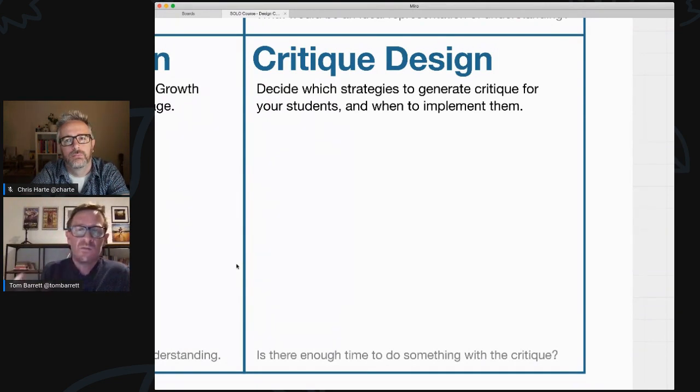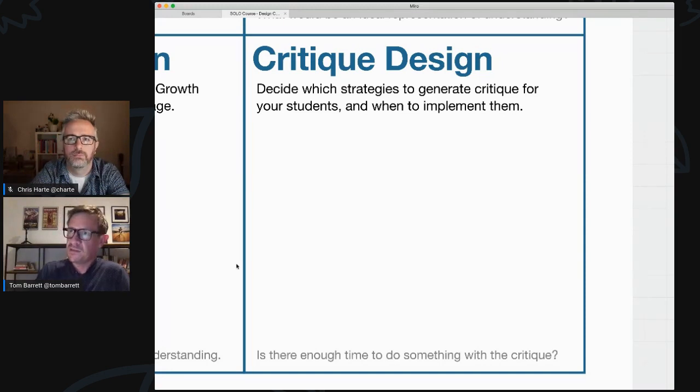There are lots of different ways we can do this, and again we encourage you to dip into our ebook on feedback and critique strategies. But maybe a crucial question is: is there enough time? When is it going to happen? We would encourage you to think about the timeline of learning taking place here, and when you are going to implement or give them the opportunity for critique to occur.